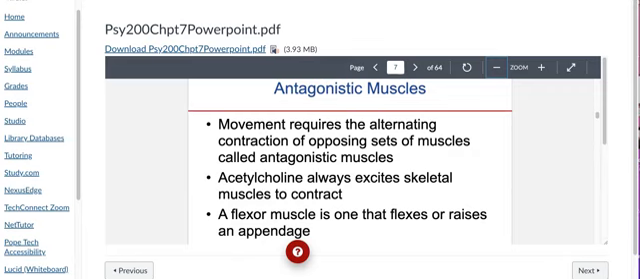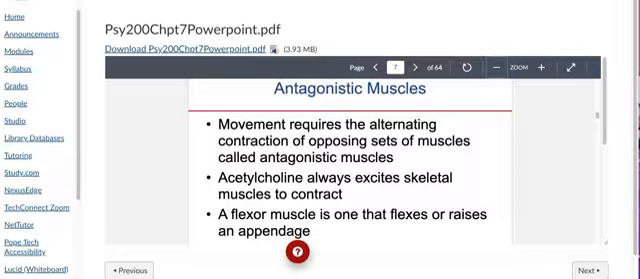These pairs are everywhere in the body. Elbow joint, biceps and triceps. Knee joint, quadriceps in the front of the thigh extend the knee, while hamstrings in the back flex it. Ankle joint, calf muscles point the toes downward, while the tibialis anterior pulls the foot upward. Even in your face, the orbicularis oculi closes your eyes while the levator palpebrae opens them.